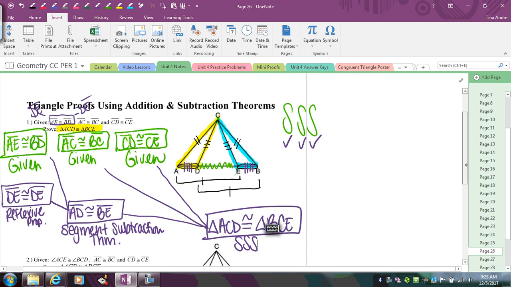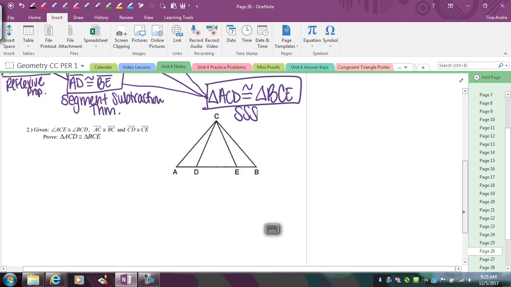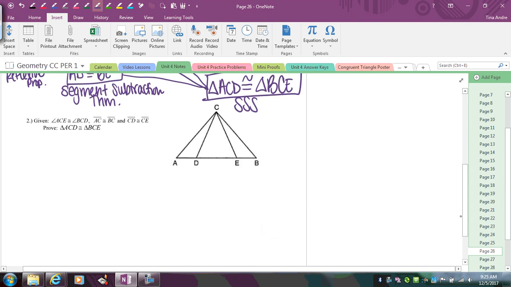So let's go ahead and try another one so you get the hang of it. Looking at this one here, again, I see a picture with more than two triangles. So let's look first at which triangles we are trying to prove. I'm trying to prove ACD is congruent to BCE again. So it's the same scenario as above, but the difference is what they give me.